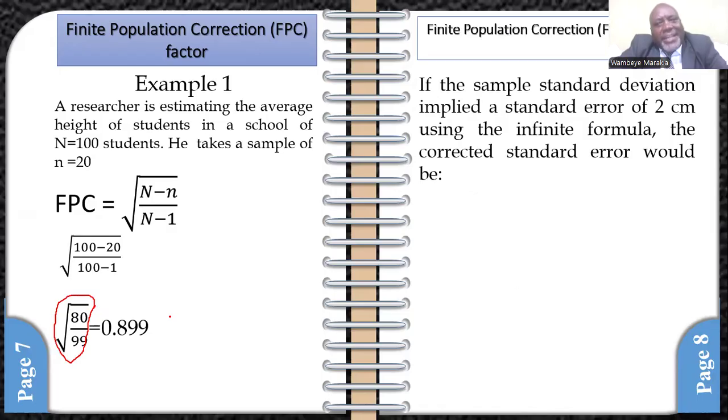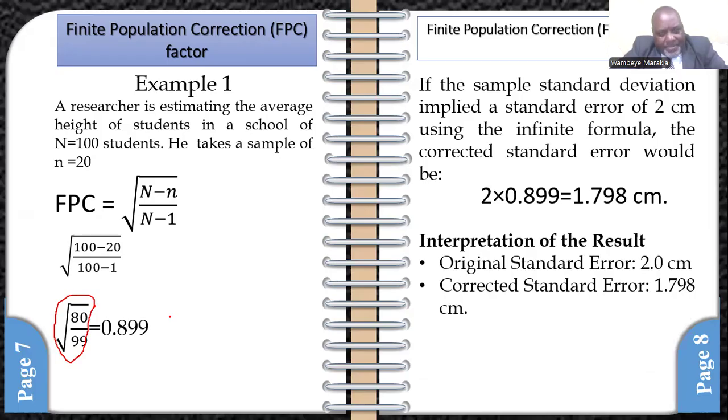If the sample standard deviation implied a standard error of 2 centimeters using the infinite formula, then the corrected standard error will be: you take the standard error given, multiply by the FPC. This gives us 1.798 centimeters.